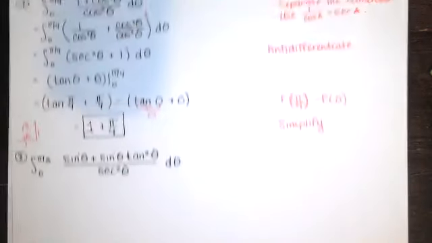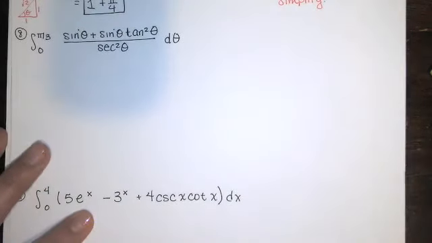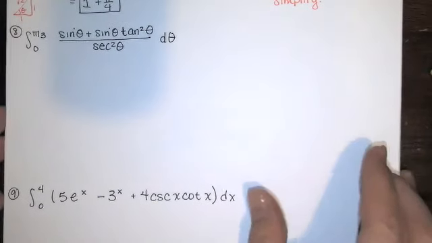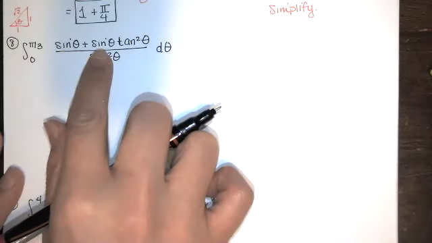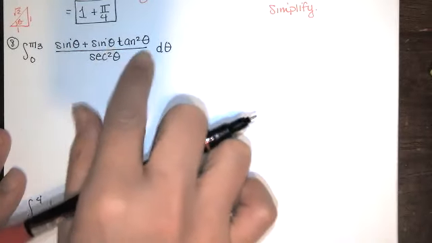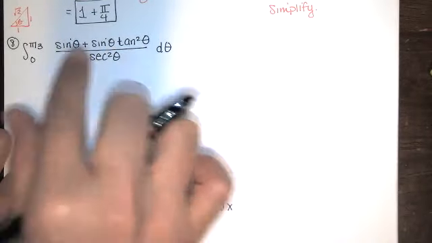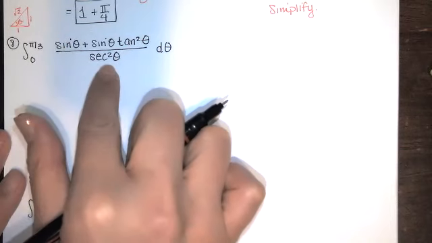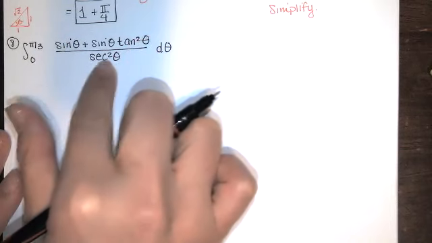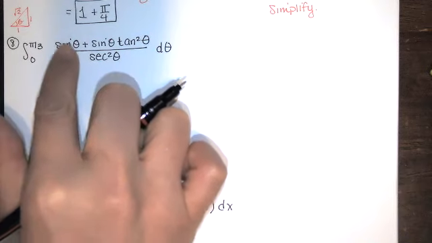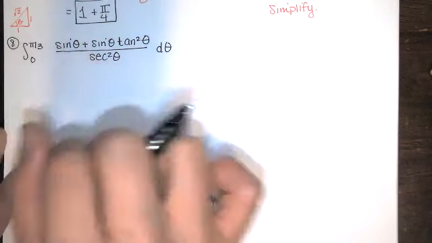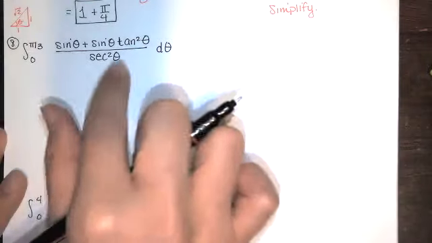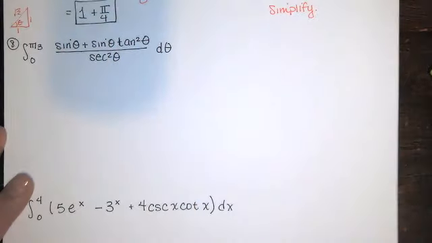This one looks really bad. It's actually not too terrible. Okay. Notice you've got a sine here and a sine here. I do not want to evaluate this as it stands. I could separate the numerator, but I don't see a lot getting simpler by dividing a sine of theta by secant squared theta. So I'm going to do something else. I'm going to factor out that sine of theta.